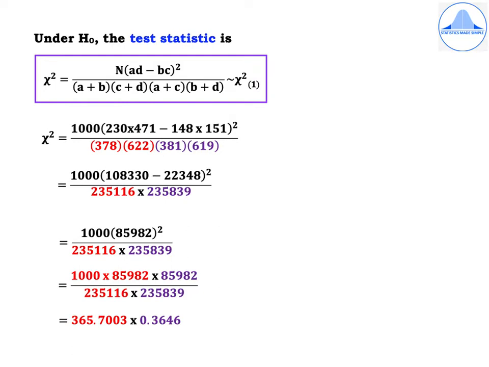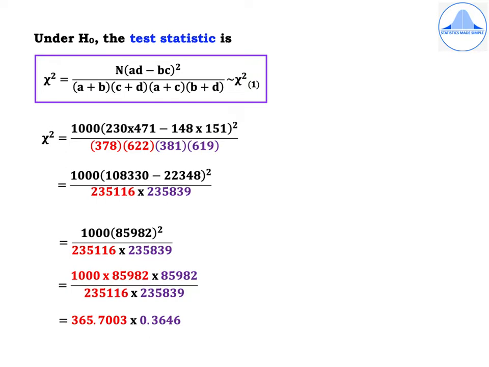You will observe that if you use a scientific calculator and try to multiply all the values in the denominator, you will get a very large number and the calculations become very complicated. You can try it out, and if you don't get the answer, you can proceed the way I have solved the problem. In the denominator, I have highlighted two totals in red color, that is 378 and 622, and the other two totals, 381 and 619, in purple color.